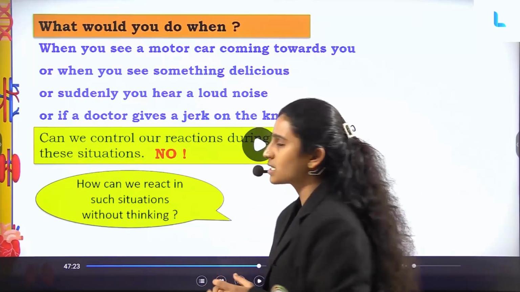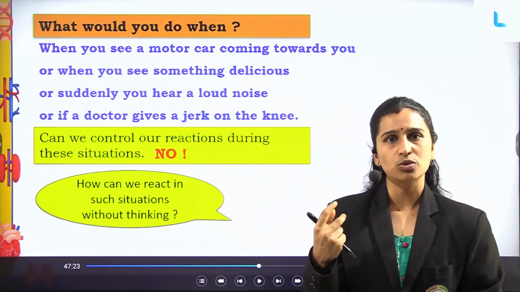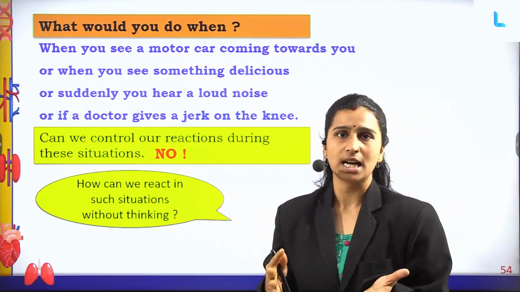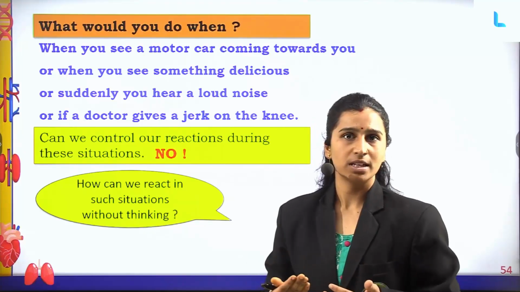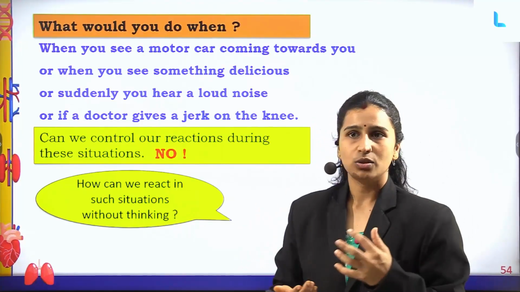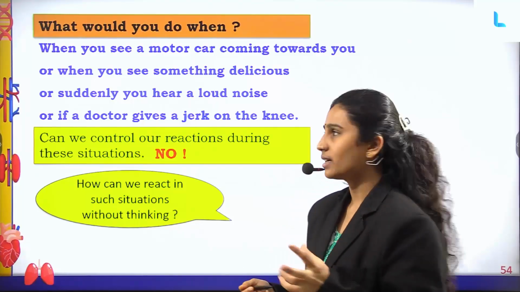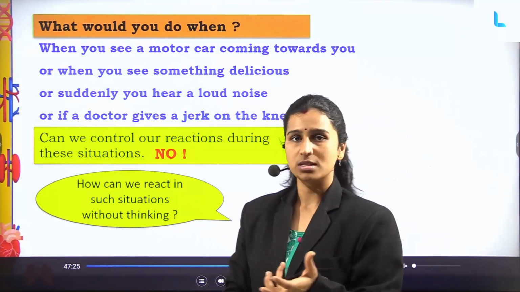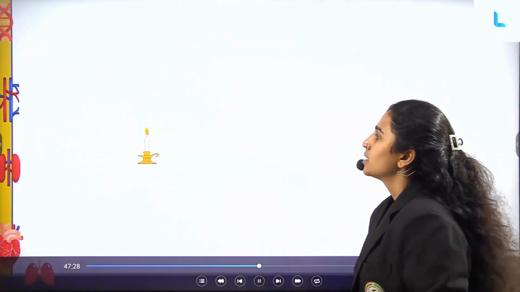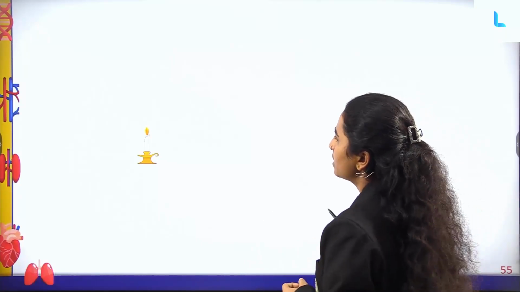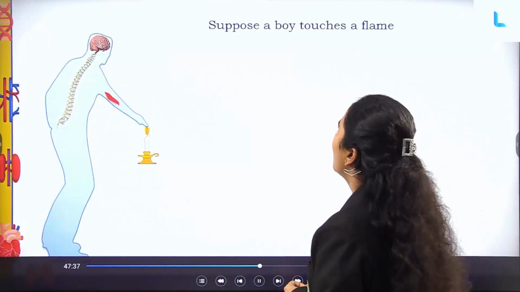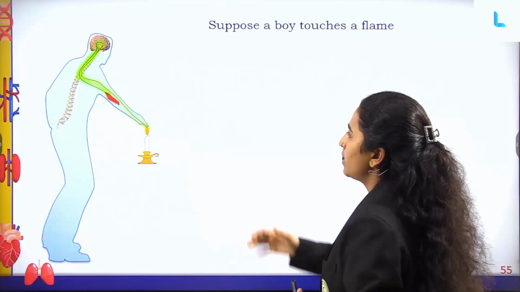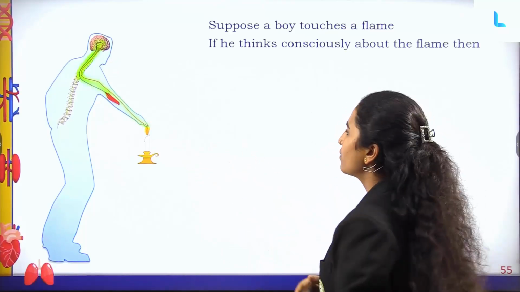And one more simple example for this, when you show injections to younger children, maybe toddlers, they will spontaneously start crying. So what makes us give these decisions? Are we thinking? Are the kids thinking, or are they controlling their reactions? Is the reaction controlling their emotions? No. So you can see one more simple example. Here there is a candle which is lit, and suppose a boy is touching the flame. So he will automatically take his hand away from the heat.